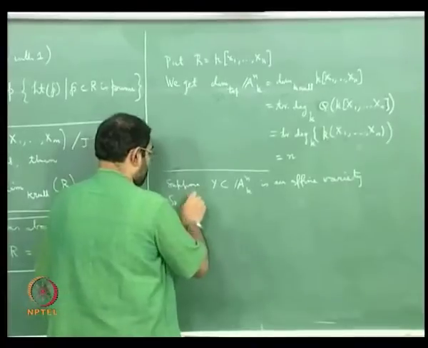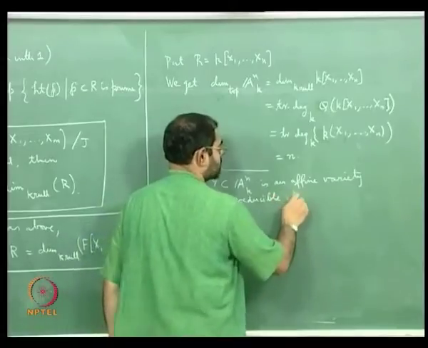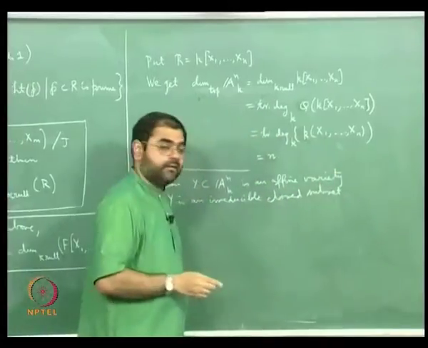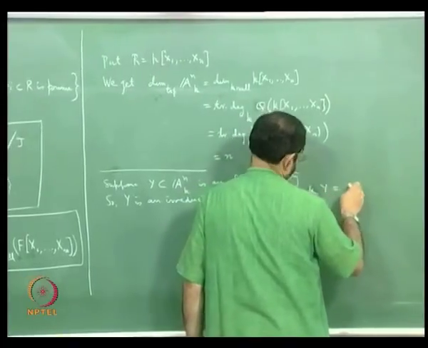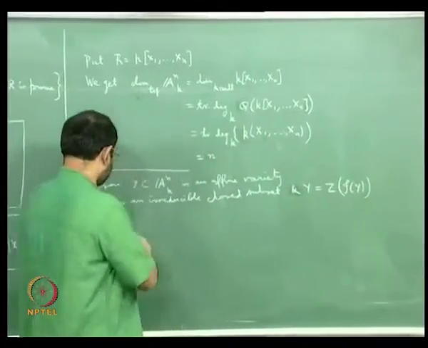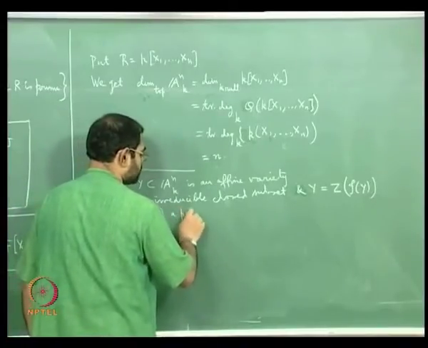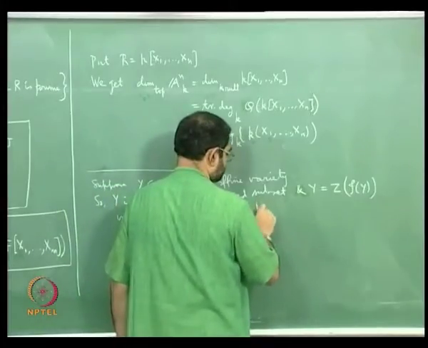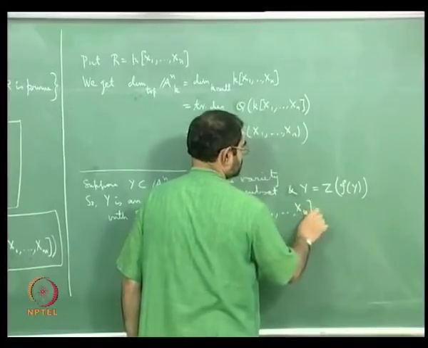So Y is an irreducible closed subset, and of course Y is the zero set of the ideal of Y, with of course the ideal of Y a prime ideal in the polynomial ring k[x1, ..., xn].